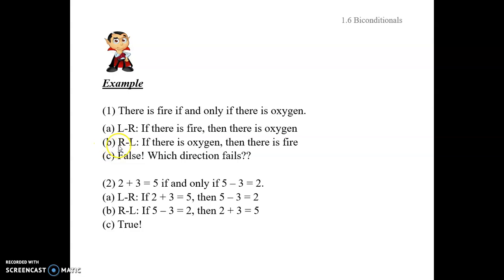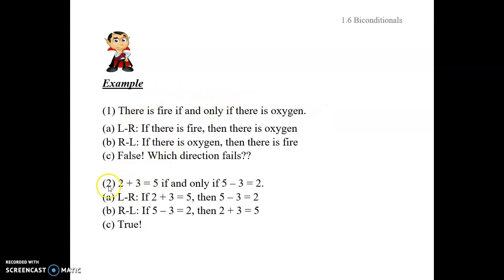Hopefully you're able to figure out that the right to left direction is indeed false. The idea is that, hopefully you're sitting in a room right now and there's no fire but plenty of oxygen. So that would be an example of a false biconditional, but it is a biconditional and it has a left to right direction and a right to left direction that we can identify, and it's asserting something that's false.